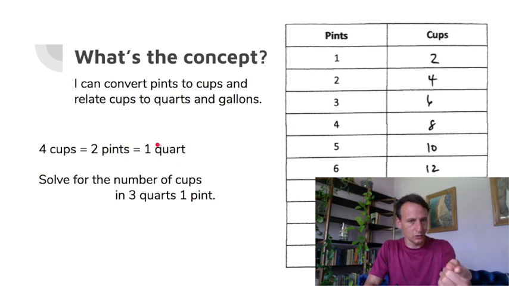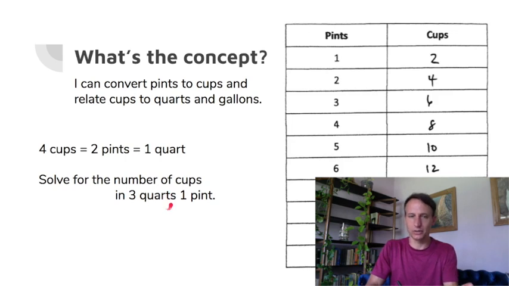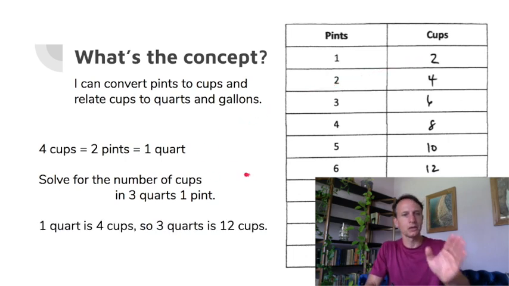Okay, look, 1 quart was 4 cups. So 3 quarts, our conversion factor is 4. So 3 times 4, okay, would be 12 cups in those 3 quarts. And then that pint, we'll look back over here at our table, that 1 pint has 2 cups in it. So we had 12 and 2 more is 14. Here's what it looks like mathematically.